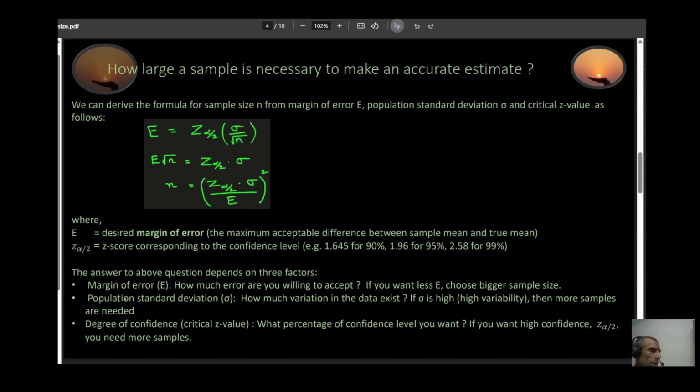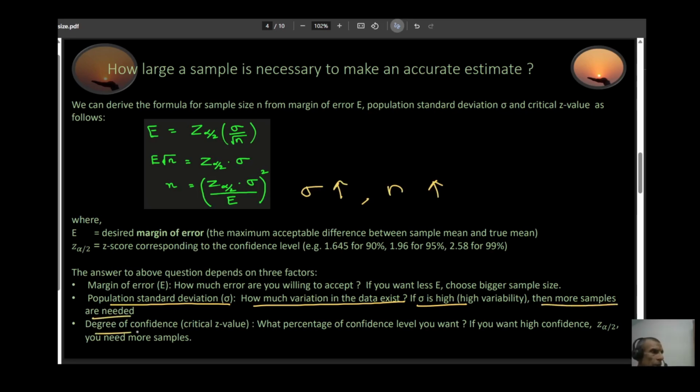All right, now let's look at the population standard deviation. Well, you ask yourself, how much variation in the data exists? If your sigma is high, okay, so again, look at this expression right here. If your sigma is high, then your N is going to be high. Then more samples are needed.